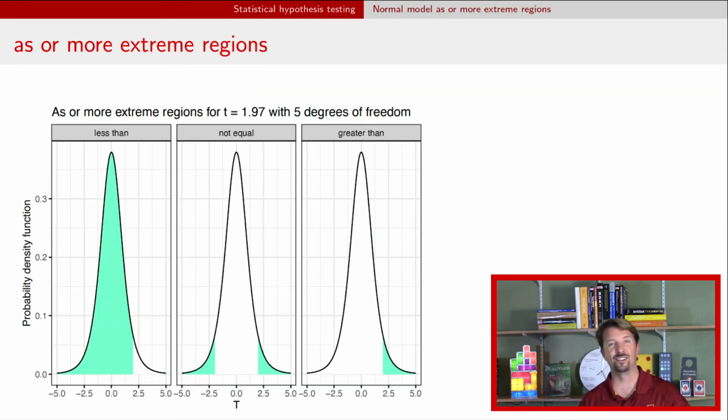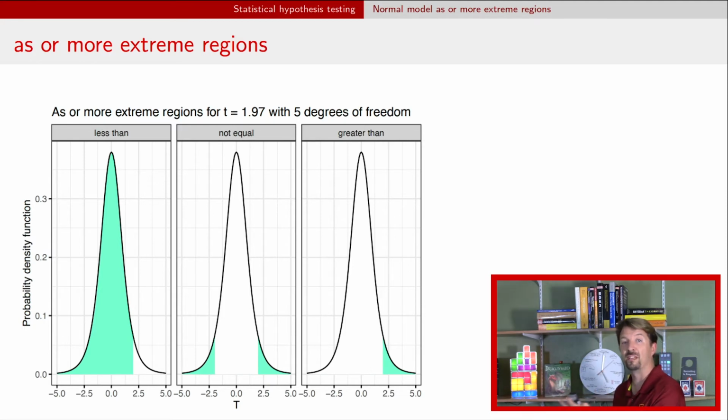Now we can look at those as or more extreme regions. So the one on the far left is the less than, and since t was positive, that's quite a big area. The right one is the greater than area, and the middle one is the not equal to area. And as before, you'll notice that the area on the right and on the left are equal in that middle facet. And in fact, one of those areas is equal to the area in the greater than plot.